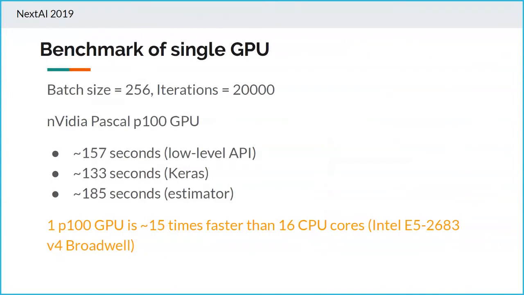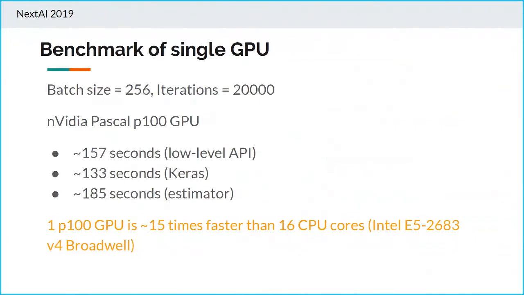And now I also ran the regular version using GPU, because when you use the job submission to write your script and ask for a GPU, you can get a GPU. I tested it on Pascal 100. I got a number. I have three versions: the low level API, Keras, and also the estimator. The numbers are kind of different. I wonder why, but roughly, the GPU version is about 15 times faster than using 16 CPU cores.